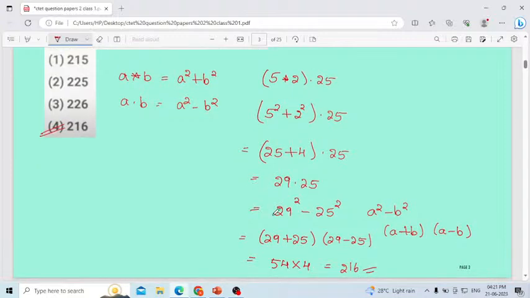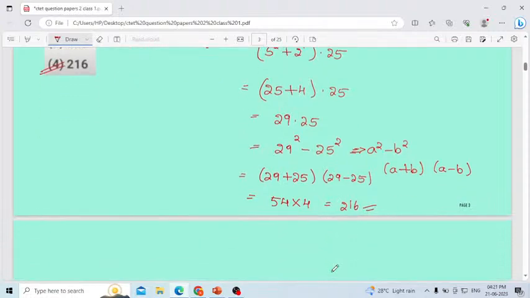Then a dot b means a square minus b square. Here, once again, you know the formula: a square minus b square will be equal to a plus b, a minus b. Then 29 plus 25, 29 minus 25. Add this one, you will get 54. Subtract, you will get 4. 54 into 4, you will get 216. Very easy question. Okay.